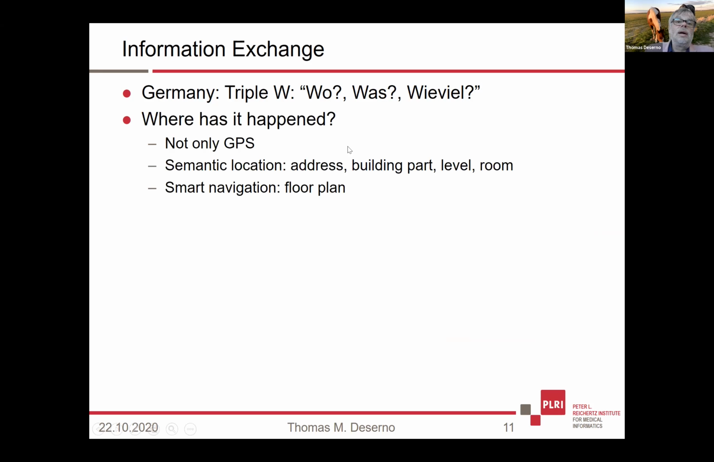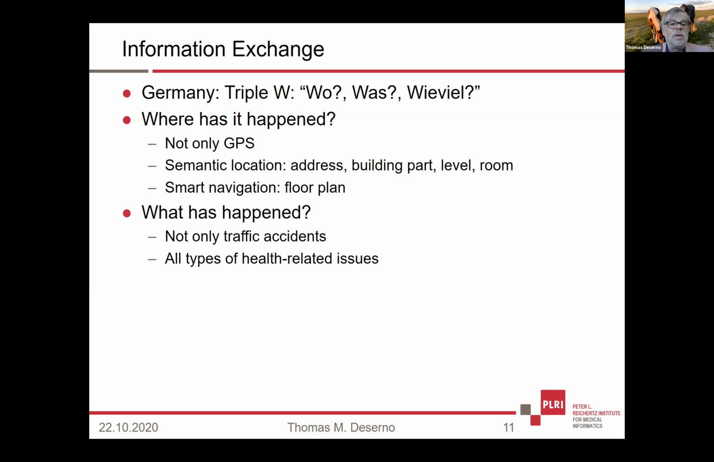So the where it has happened will not be only the GPS coordinates as we have in the systems right now. It will also be some semantic location like address, building part, level, room, and also smart navigation, how to get to the specific room in a complex building or in a complex of buildings.